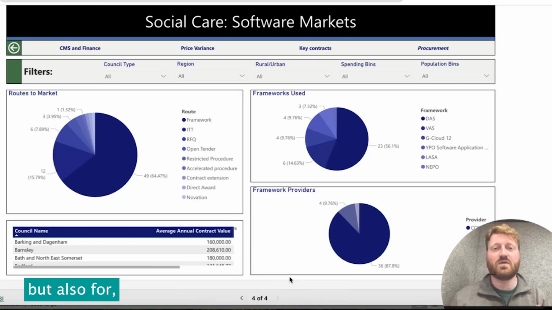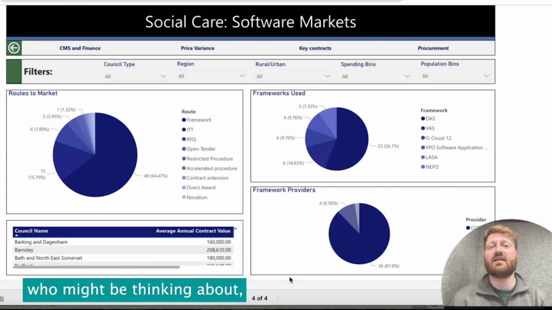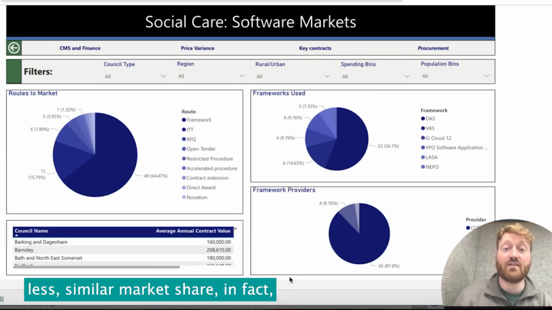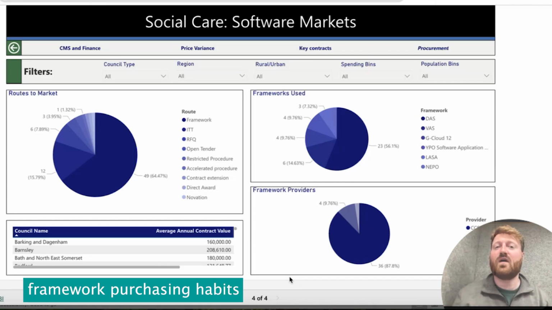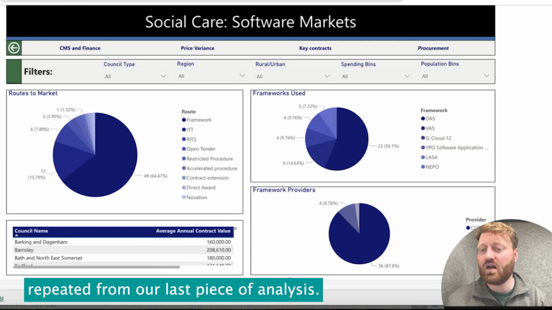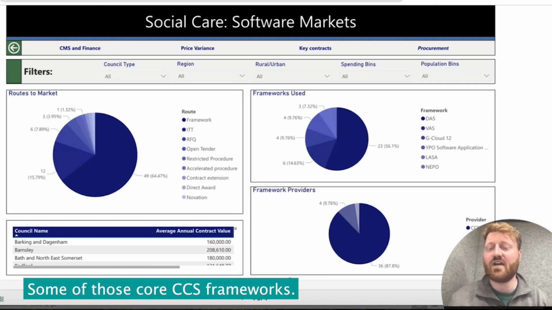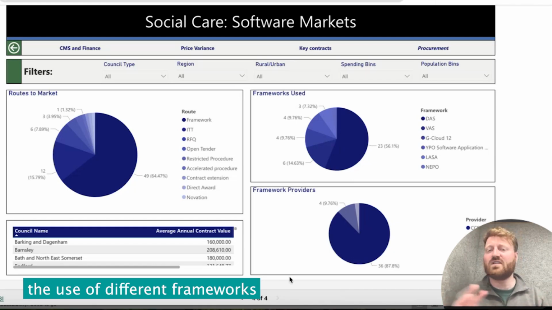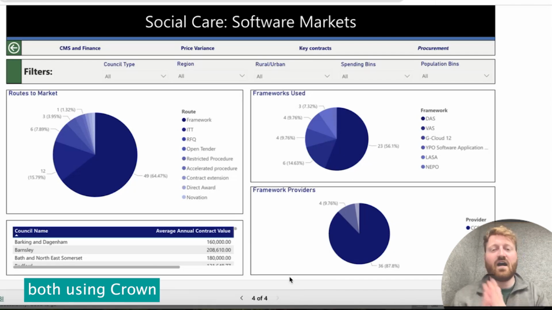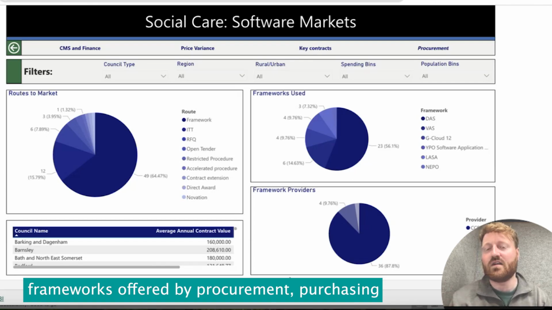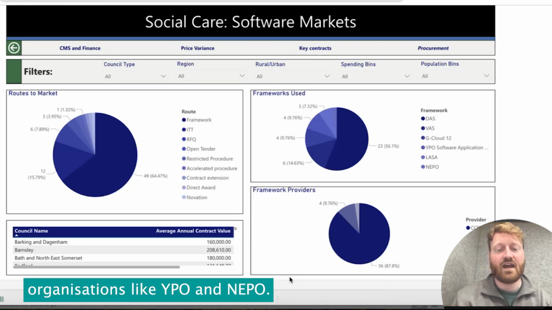I think it's useful both for councils, but also for central government colleagues who may be thinking about supporting with procurement routes or procurement frameworks. We see, again, frameworks have been quite popular here, probably with less similar market share, in fact, but similar framework purchasing habits as when we looked before. We have some of the same frameworks repeated from our last piece of analysis, some of those core CCS frameworks. But again, it looks like there may be opportunities to consolidate the use of different frameworks for what feels like quite similar purposes, both using Crown Commercial Service frameworks, but also some of the other frameworks offered by procurement purchasing organizations like YPO and NEPO.